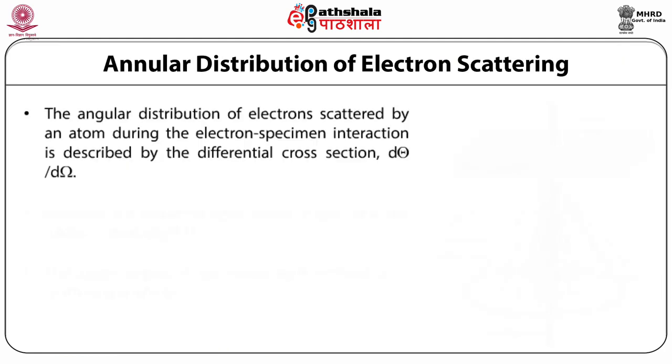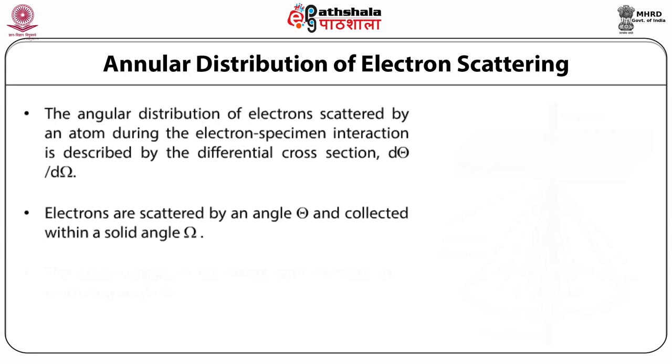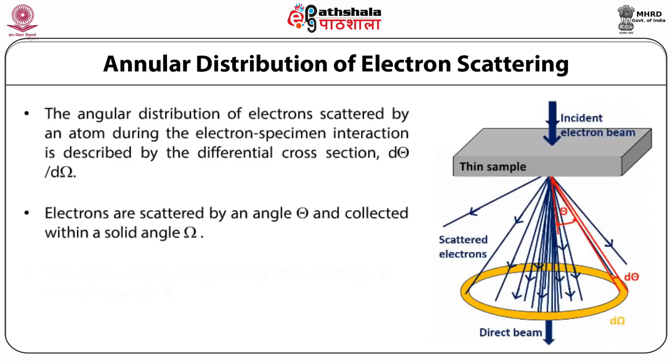The angular distribution of electrons scattered by an atom during the electron-specimen interaction is described by the differential cross section d sigma by d omega. The electrons are scattered by an angle theta and collected within a solid angle of omega, as shown in the figure.